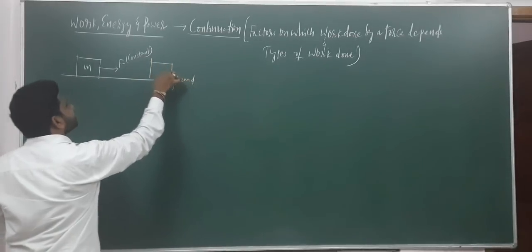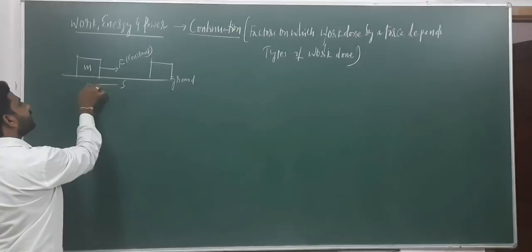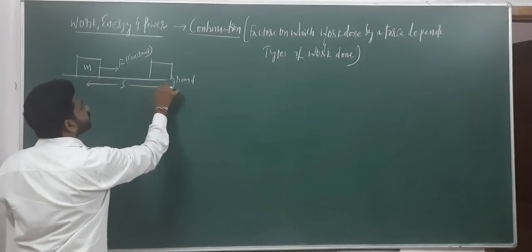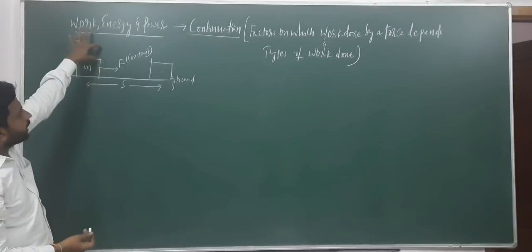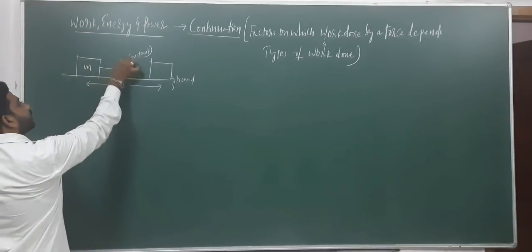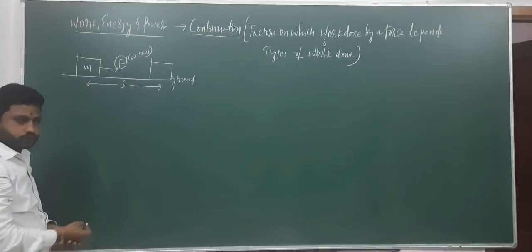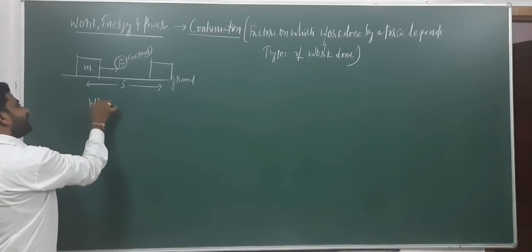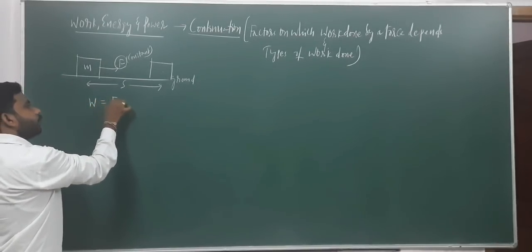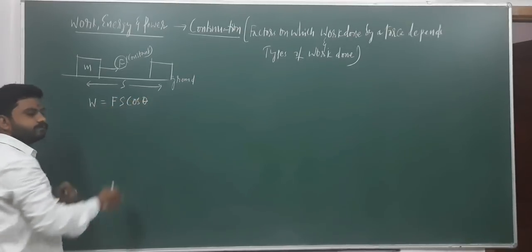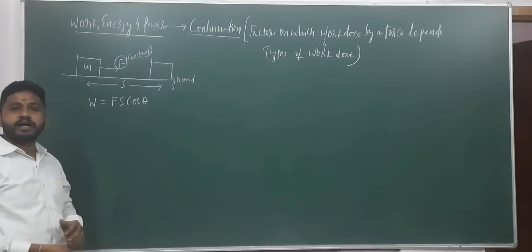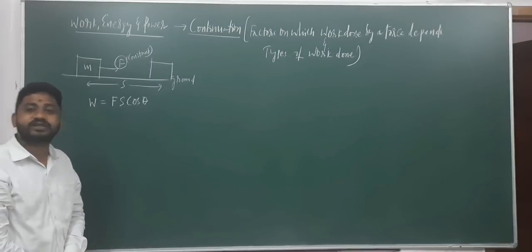This is the same body. The displacement covered from initial position to the final position is S. So work done by this force, I am talking about this external force, is equal to F S cos theta. I hope you could recollect the formula. W is equal to F S cos theta.